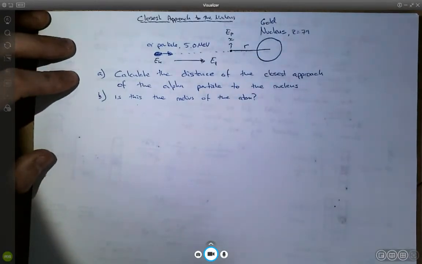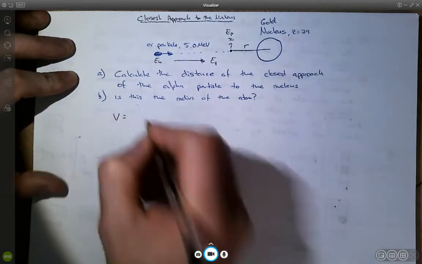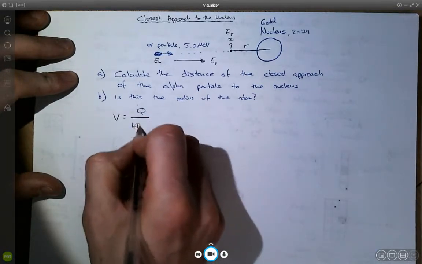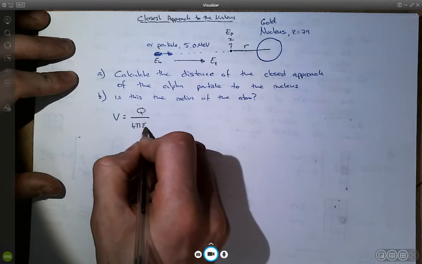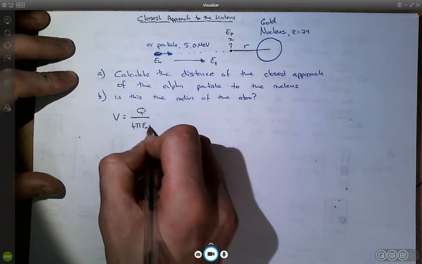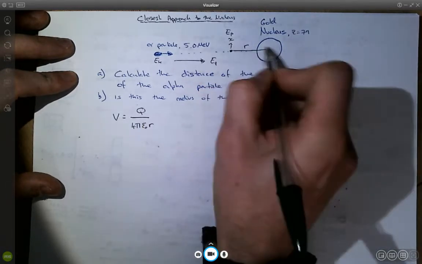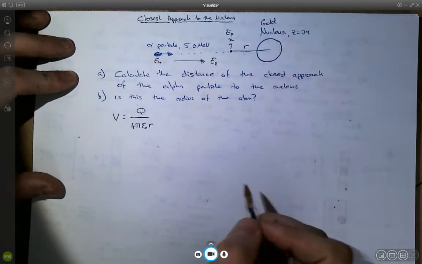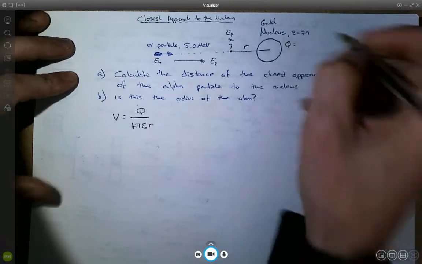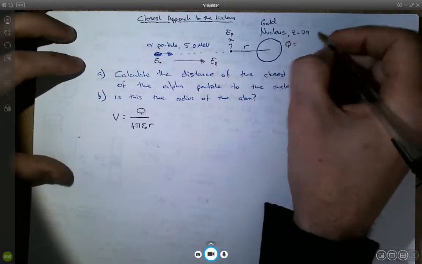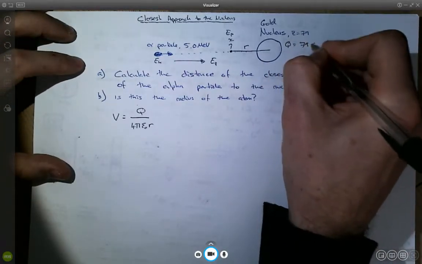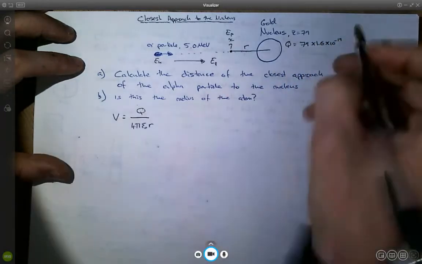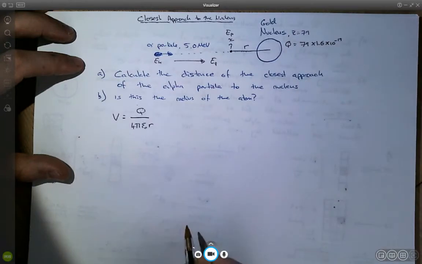So what we need to do is write down our expression for electrical potential from a point charge, which is V is Q over 4 pi epsilon naught R, where R is this radius here. Q is the charge on the gold nucleus. So what is the charge? Well, there are 79 protons in gold, so it's going to be 79 times 1.6 times 10 to the minus 19, because that's the charge on one proton.